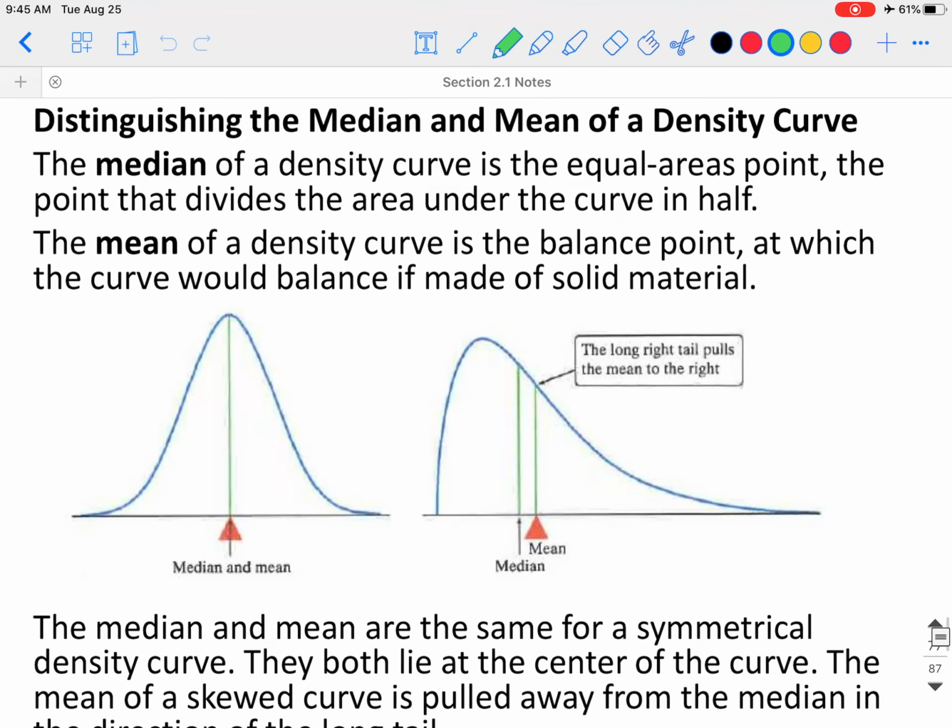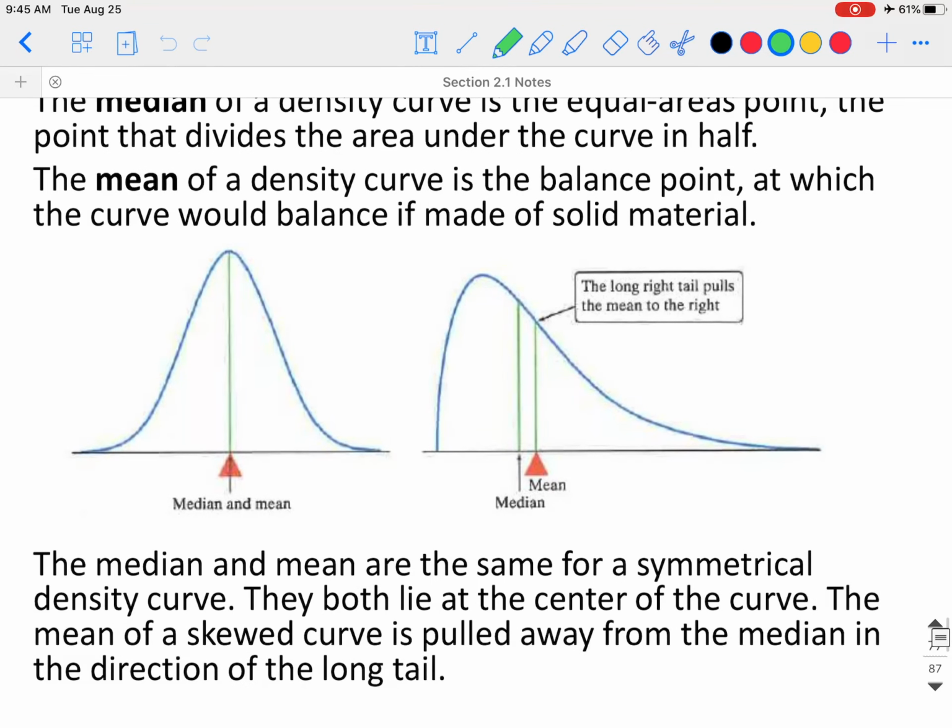So when you are looking at a density curve, the median of the density curve is the equal area point. So this is a point that divides the area under the curve in half. So half the data will be to the left of the median, half of the data will be to the right. The mean on a density curve is the balancing point at which the curve would balance if it was made of solid material. The median and the mean are the same if this is a symmetric density curve. They will both lie at the center of the curve.